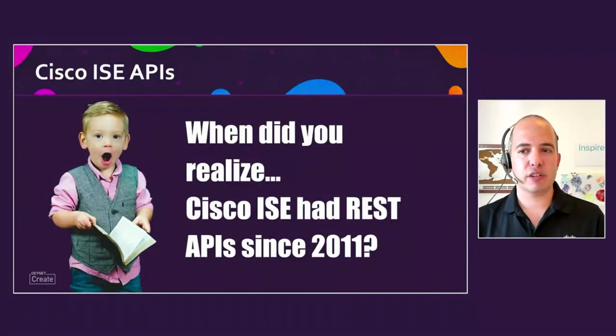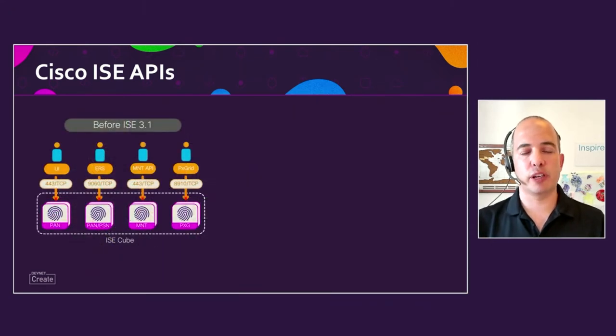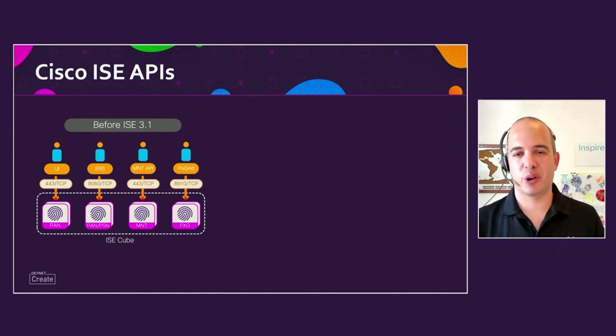Now, I don't know if you noticed, but ISE had REST APIs already in 2011, when REST API was not as popular as it is today. Because of it, until ISE 3.1, ISE had several different APIs. We had one API for the ERS, one API for the UI, another one for the MNT, for the logs, and another API for pxGrid. We understand that, and that's because of the history going back 10 years.